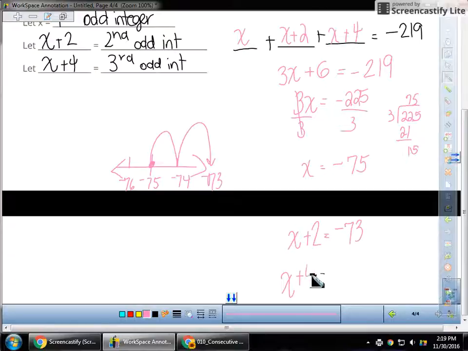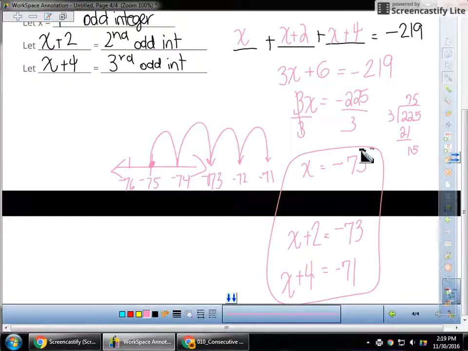And then I'm adding another 2, or I'm adding 4 actually. So 3, that would be negative 72. 4, that would be negative 71. So that's just the trickiest part with negatives, is knowing how to add properly. But otherwise, it's the same thing as regular consecutive integers. The only thing that's different is right here, the numbers you add by, which are always plus 2 and plus 4.